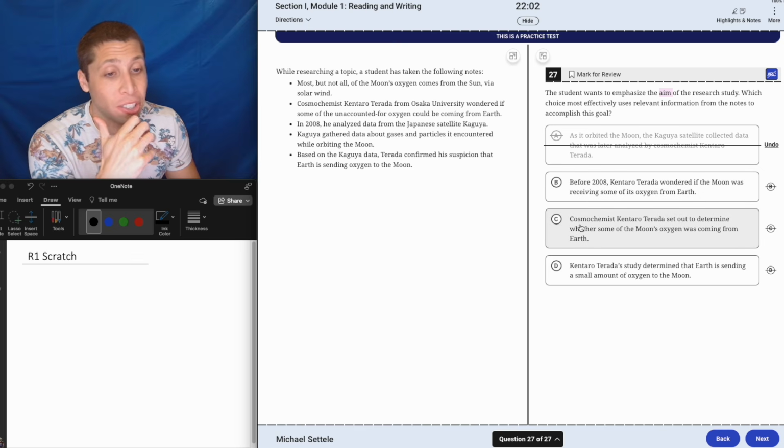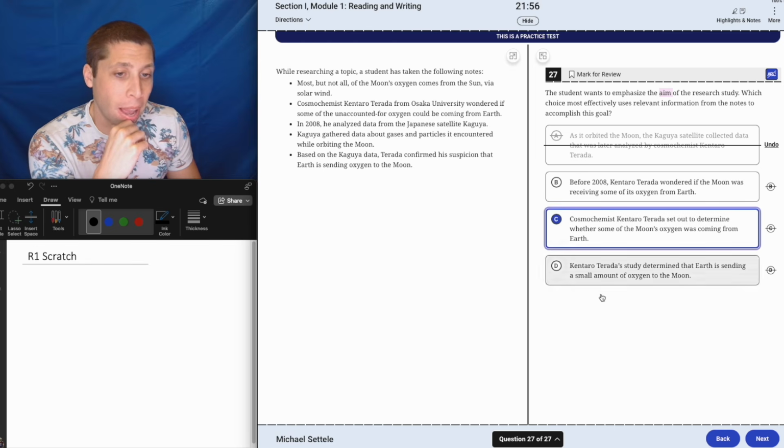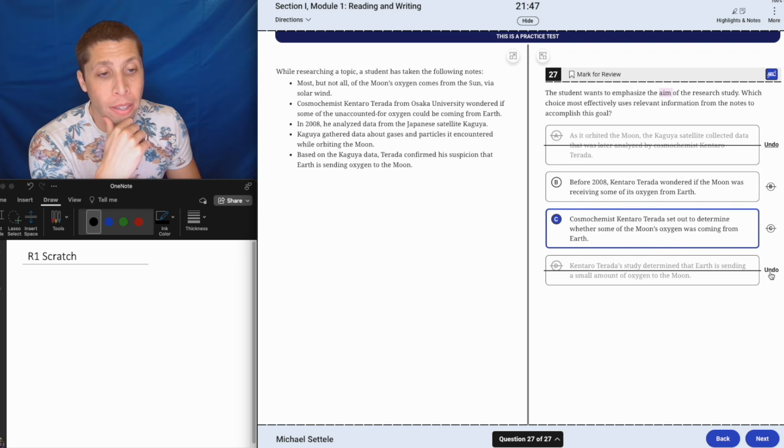I mean, I wish they just said that. Cosmochemist Kentaro Terada set out to determine whether some of the moon's oxygen was coming from Earth. Okay, I like that better. Kentaro Terada's study determined that Earth is sending a small amount of oxygen to the moon. Well, that's not really the aim, that's the finding, right? So he set out to determine whether some of the moon's oxygen was coming from Earth. I might check that just to make sure.